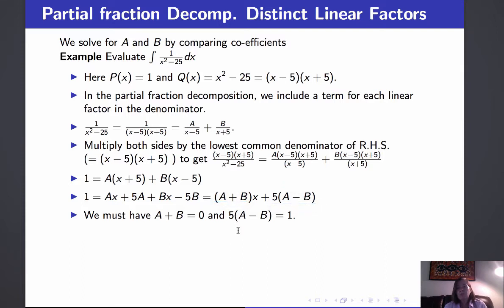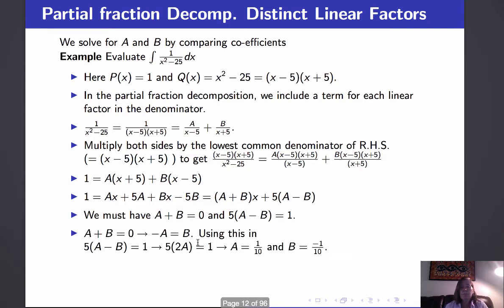We must have 5 times a minus b equals 1, and the coefficient of x on the left is 0, and the coefficient of x on the right is a plus b, so we must have a plus b equals 0. Now we have two equations in two unknowns. They're not very difficult to solve. I can solve for one unknown in terms of the other and substitute in the other equation.